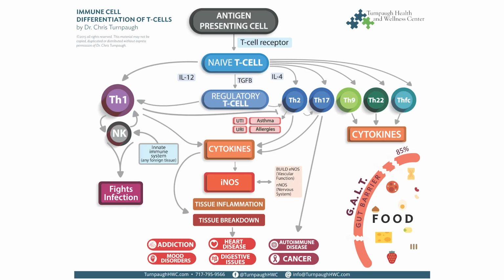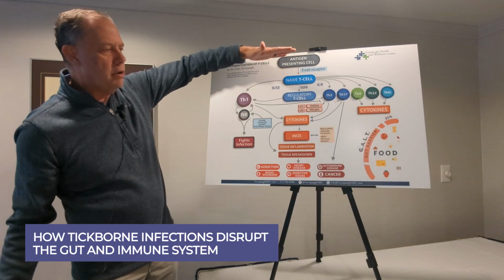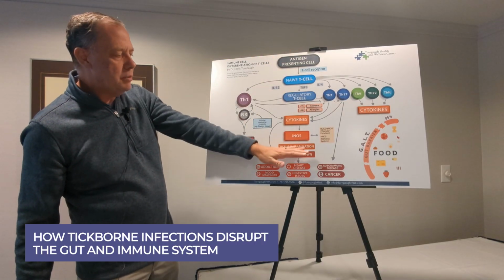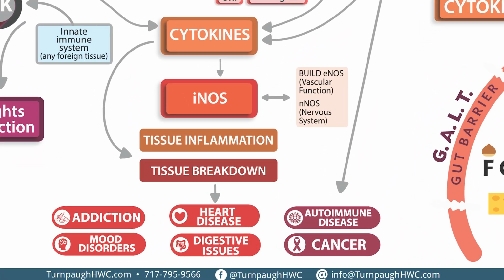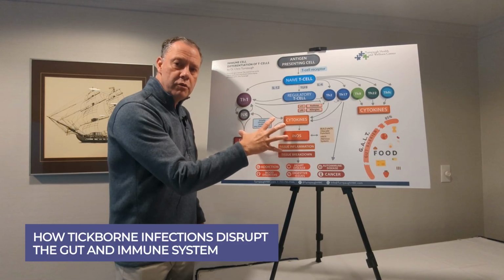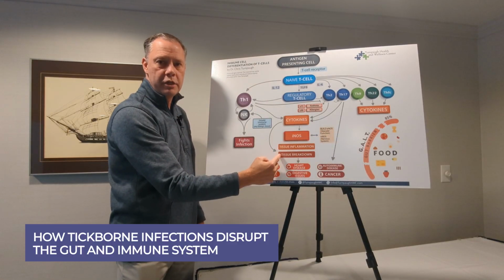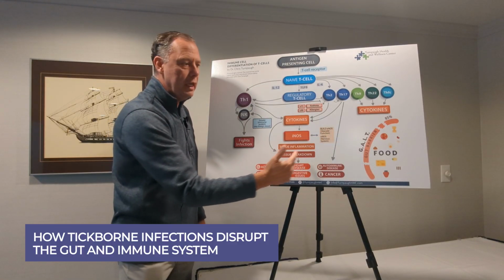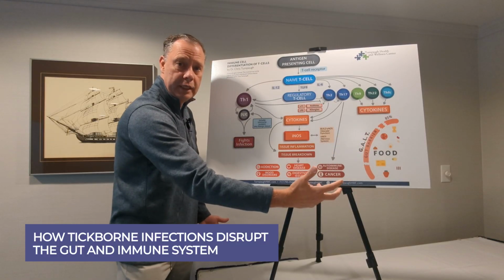So we see on this picture, this is the immune system. You notice over here we have your gut barrier, and here we have your gut-associated lymphoid tissue. If we follow the picture down, when you're in a chronically inflamed state, that chronic inflammation will lead to tissue breakdown. Up to 85% of this immune system lives right around the gut barrier. So when we get tissue inflammation and tissue breakdown, it's extremely common to get breakdown of the gut barrier. This is what leads to leaky gut.